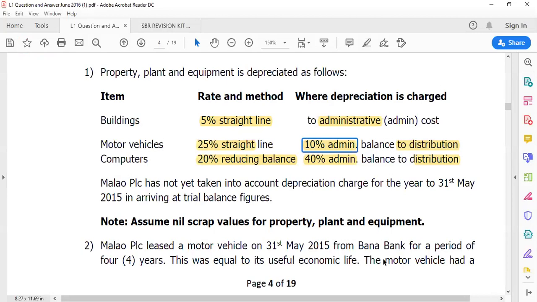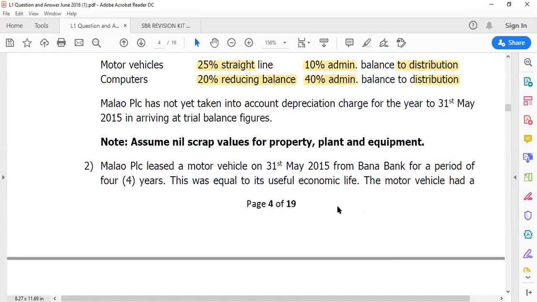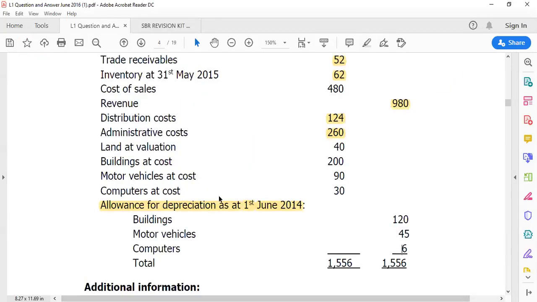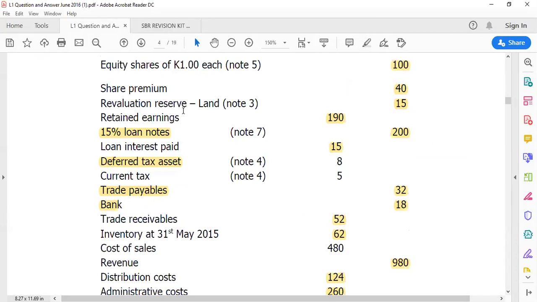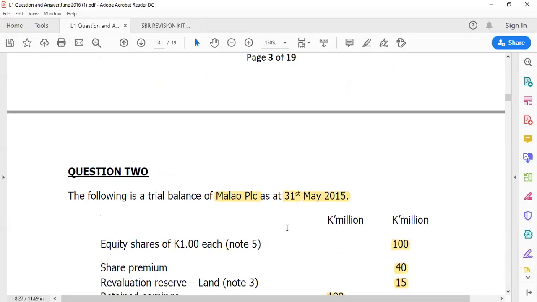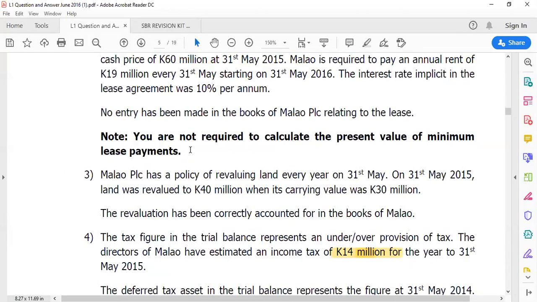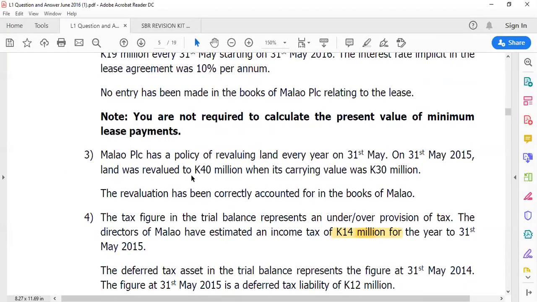Okay, so where is the lease? Let's go to trial balance and find out the lease. There's a note. Okay, let's go to our notes. Okay, when we find the lease, we'll go back. Let's go to note number 2. What does note number 2 say?